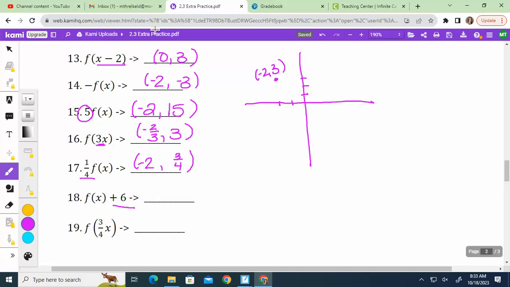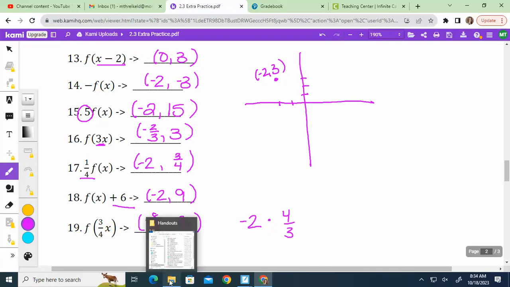Outside, Y does what it says. So it takes my Y value and adds 6. Inside, X does the opposite. So the opposite of multiplying by 3/4 would be multiplying by 4/3. So you get -8/3. Any questions on those?